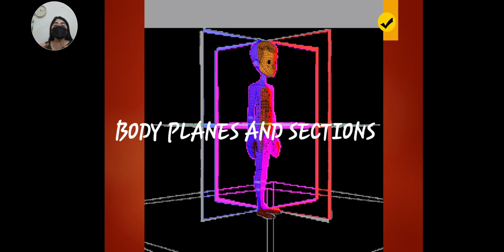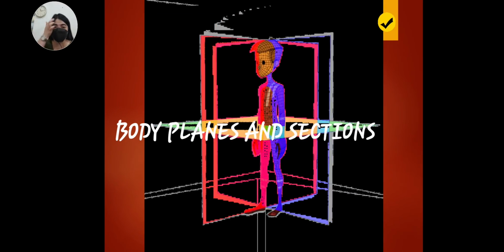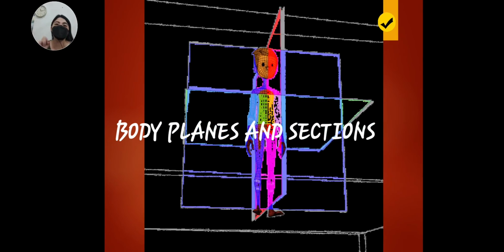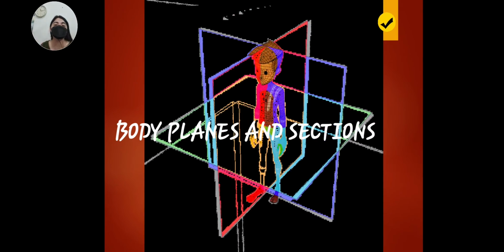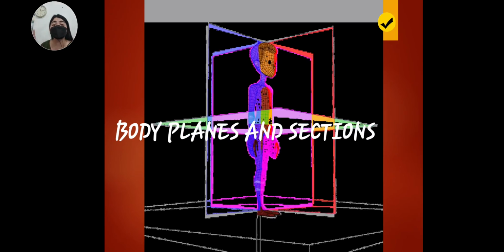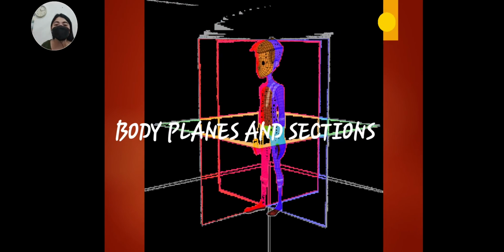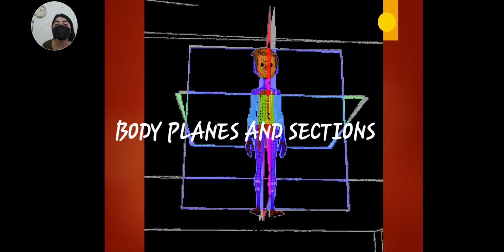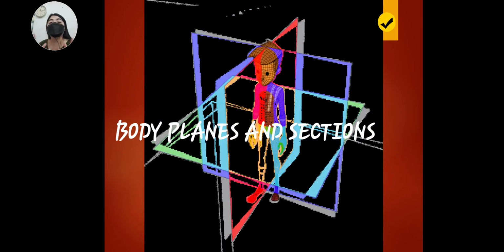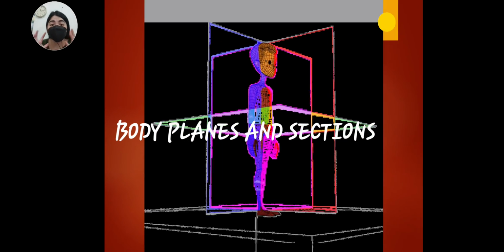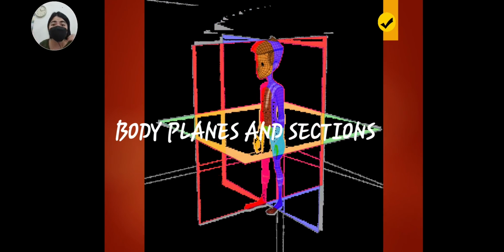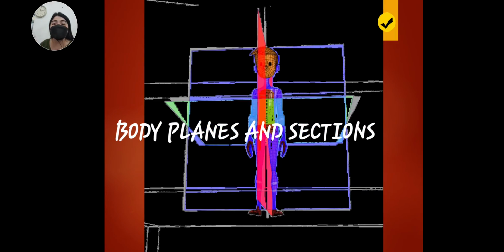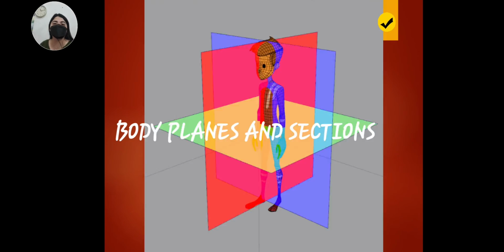Let's proceed now to the body planes and sections. I think this is the last part of the topic for today. We've already discussed the cavities inside the body. We've discussed the body areas, parts, their terminology and definitions. We also discussed the location and position of body parts, which are superior, anterior, posterior, ventral, dorsal, medial, and so on and so forth.